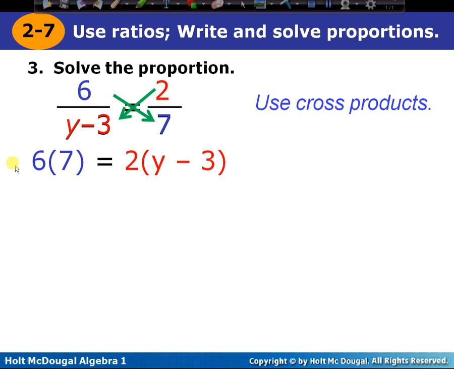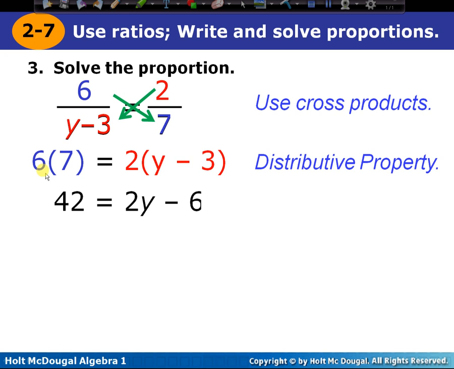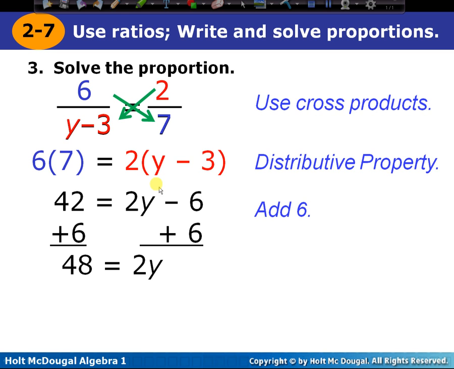So here we just have an equation that we need to finish solving. We're going to distribute first because we have parentheses. We're going to say 6 times 7 is 42, and then 2 times y is 2y, and 2 times negative 3 is negative 6. So now we want to get this y by itself, so we're going to move everything around it. We're going to add 6 to both sides. We're going to say 48 equals 2y, and then we need to move the 2.